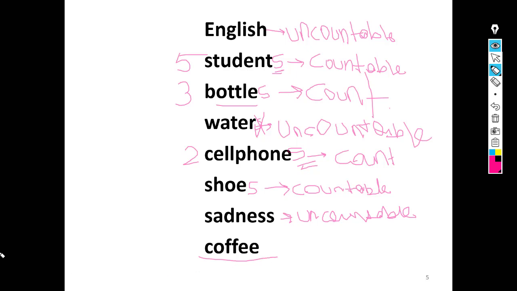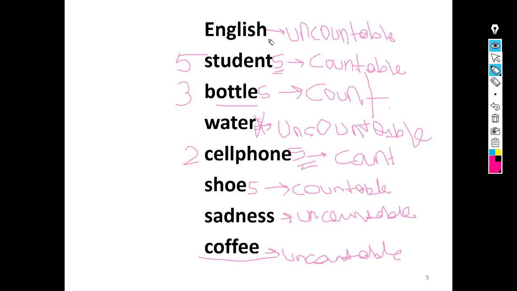Look at coffee. I love drinking coffee. Can we count coffee? 1 coffee, 2 coffees? No. If you cannot count, it means uncountable. Good.